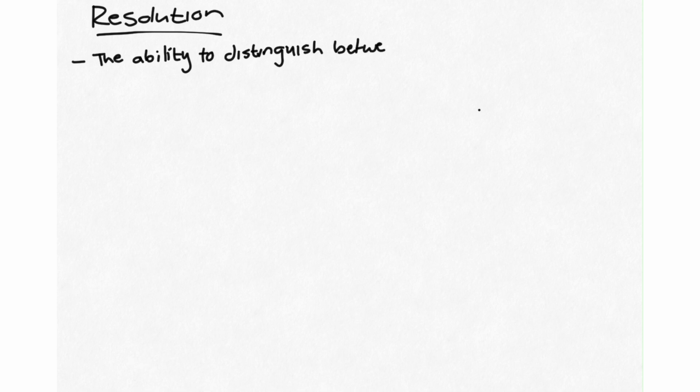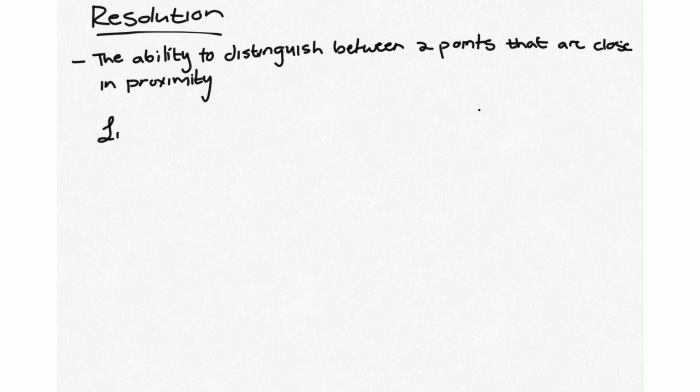Then we have resolution, which can be defined as the ability to distinguish between two points that are close in proximity, meaning that the higher the resolution of the image, the more details will be observed. This is highly affected by the type of radiation that is being used.